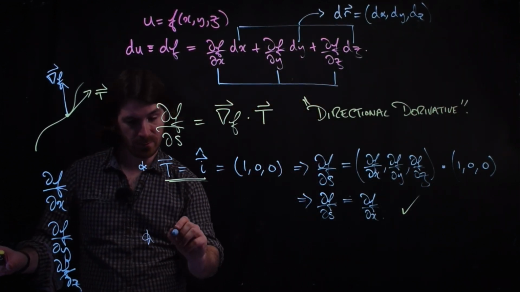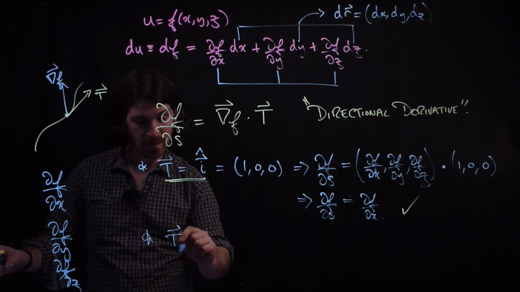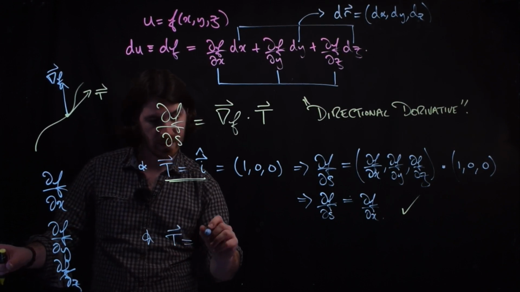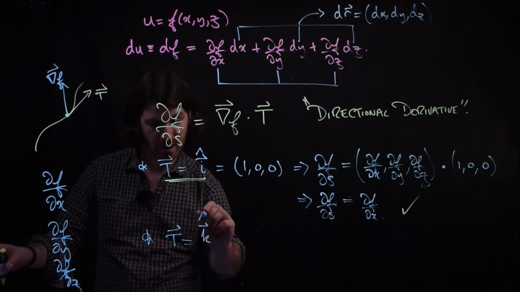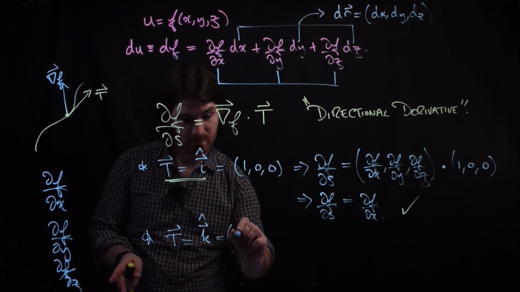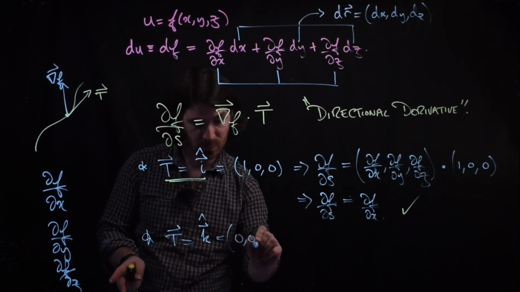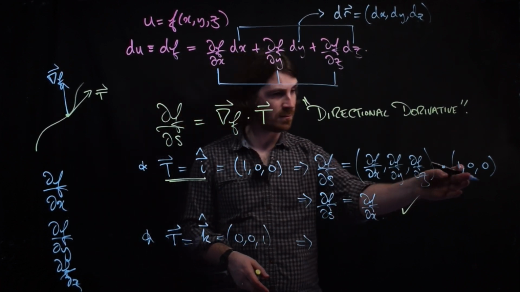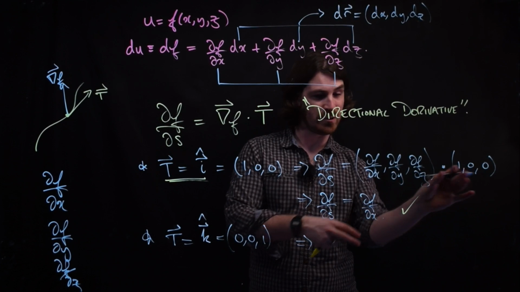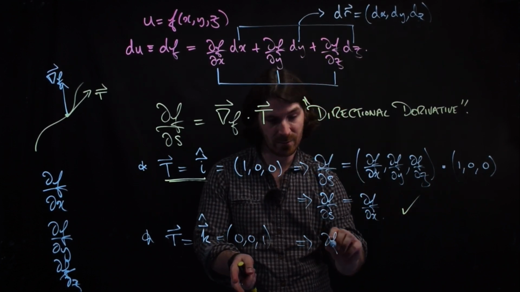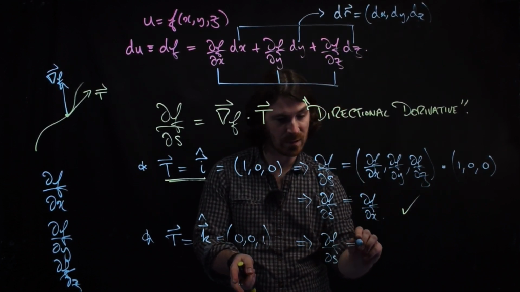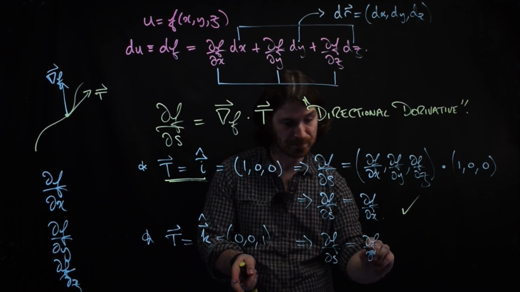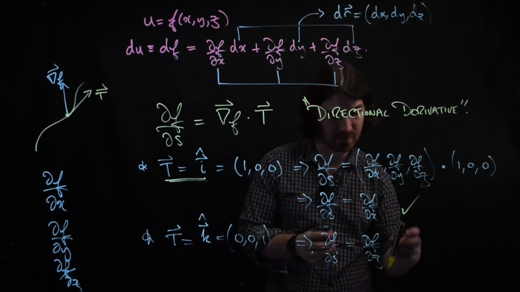So if the tangent vector t is along z, so unit vector k, or we can write it as 0, 0, 1, then in this case, it's this dotted with 0, 0, 1. So df by ds is just equal to df by dz, as expected.